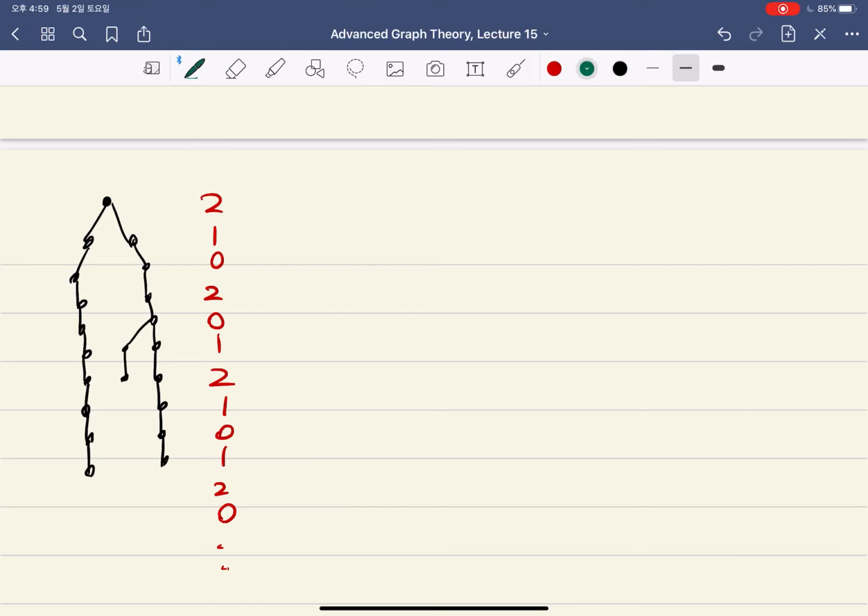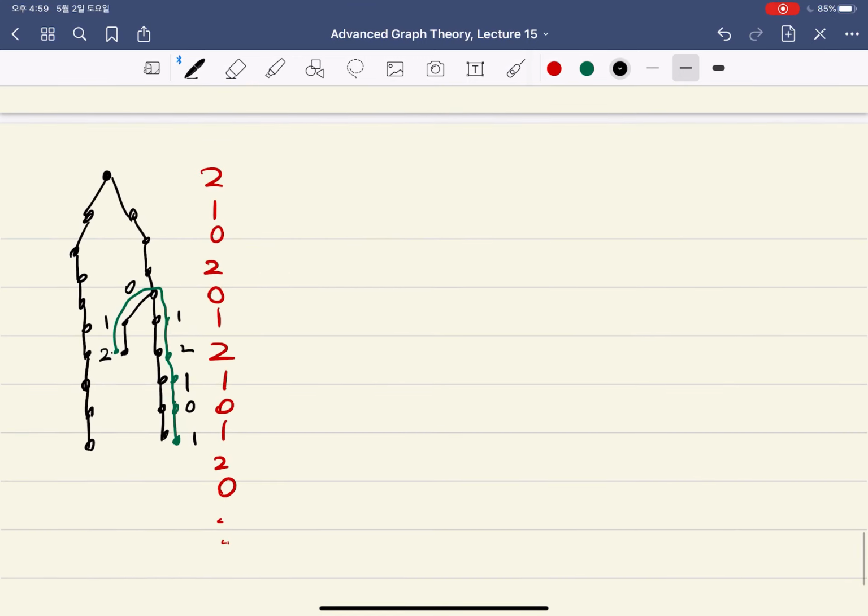Here, let's say you take this path 2101. In this path, what's the color pattern? It says that here this is 2, 1, 0, 1, 2, 1, 0, 1. So if BP is not an endpoint, then it does contain repetition.